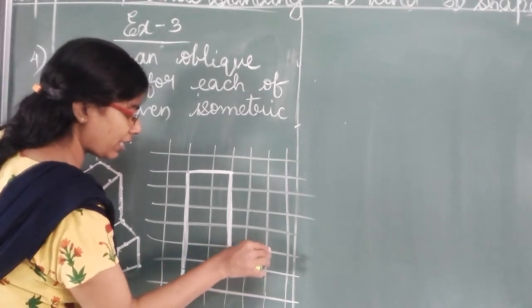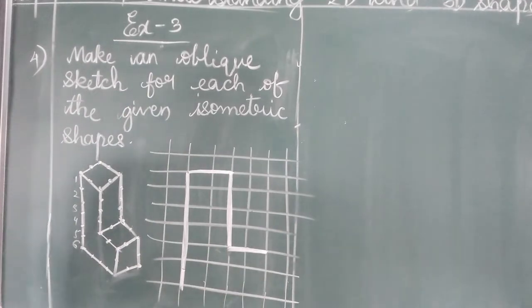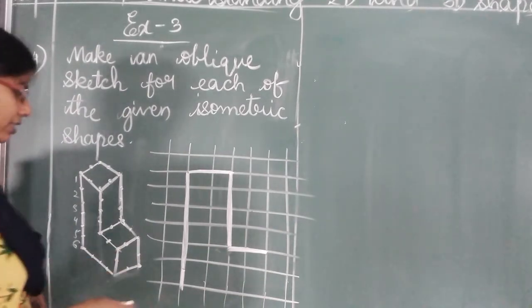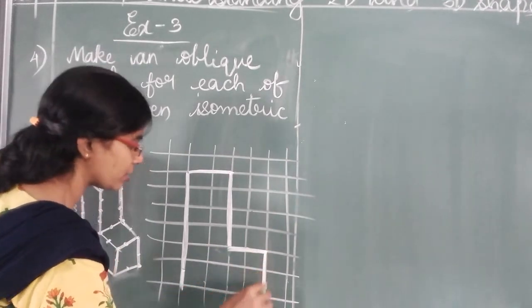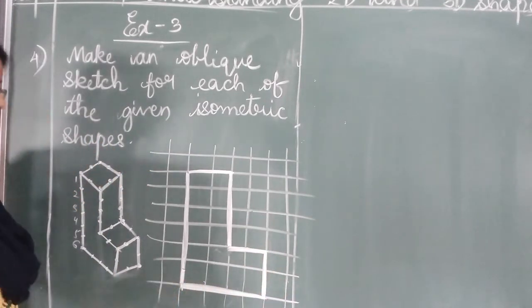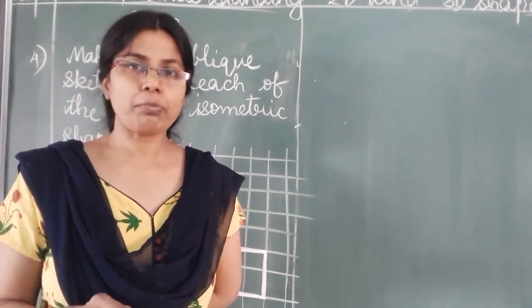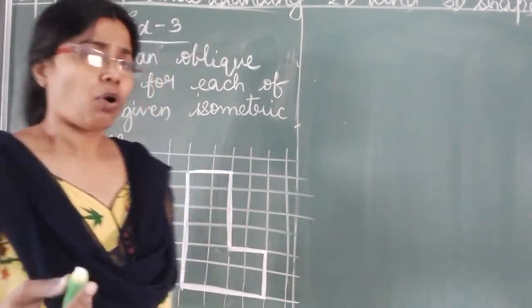So draw a line like this for 2. Okay, then down you know that there are 2. So these are 2 and this is 4. Understood this? So what is the difference between isometric and oblique sketch?